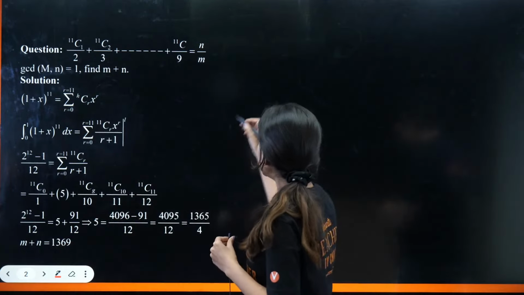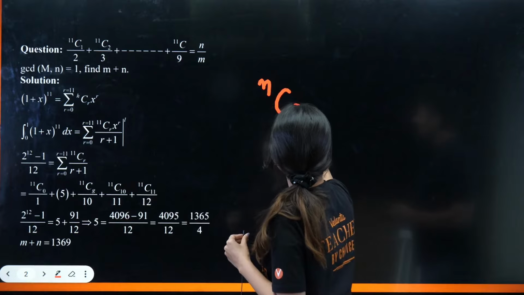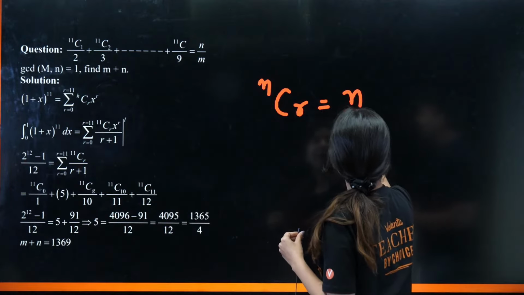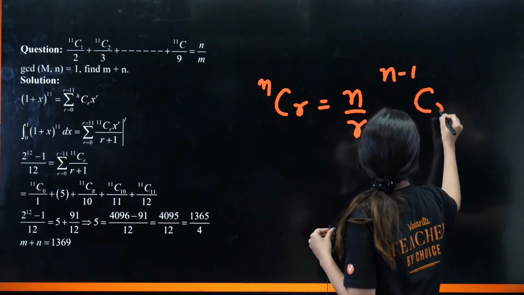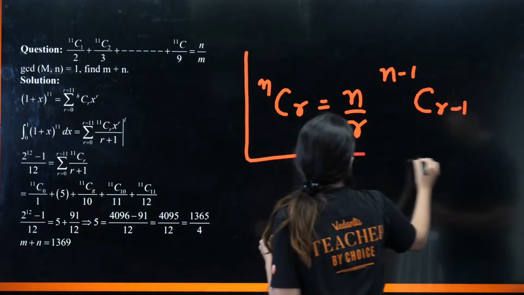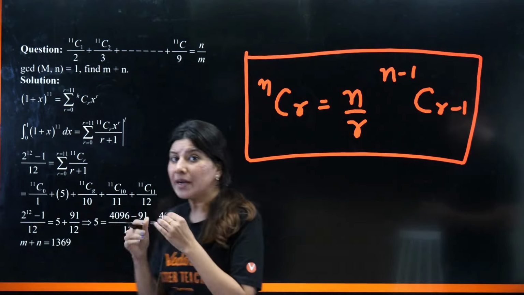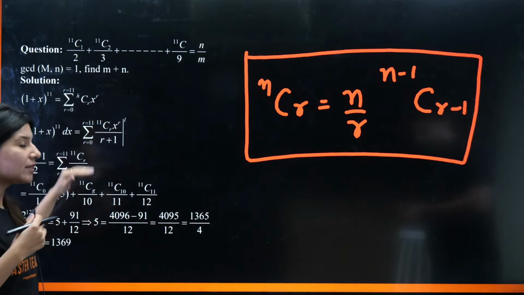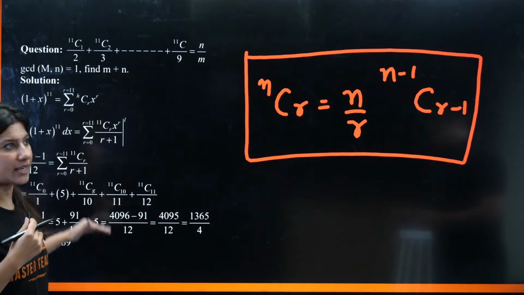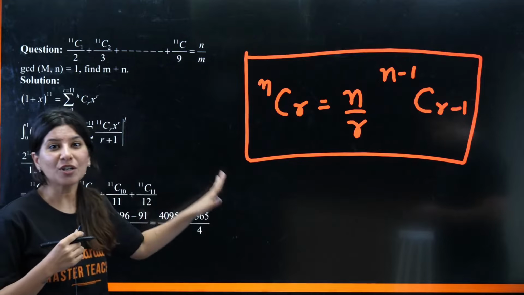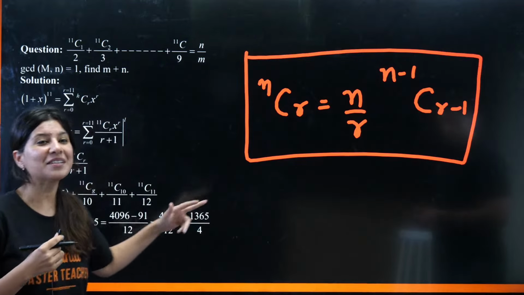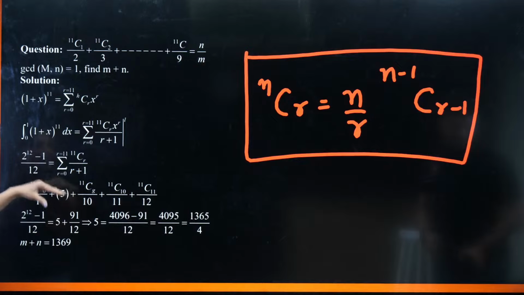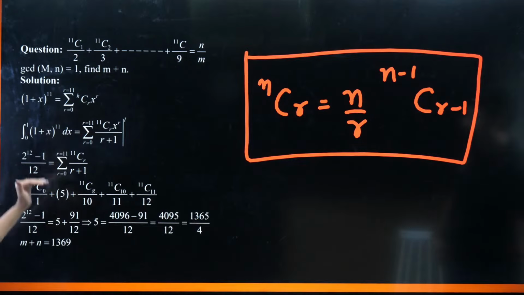So there was a property which we used: nCr will be equal to n by r, (n minus 1)C(r minus 1). This property is from the deleted syllabus, but if you know this property, you can solve this question in much less time. But again, this question is not out of syllabus because we have another method from which we can solve it, and you can see the method. We can solve it using the integration method.